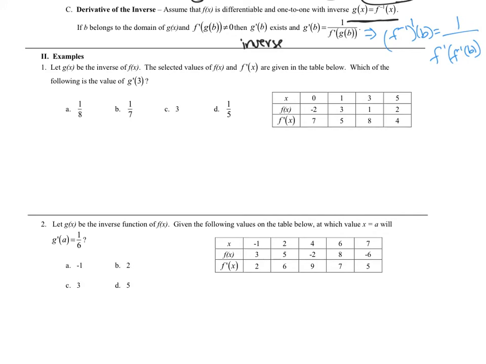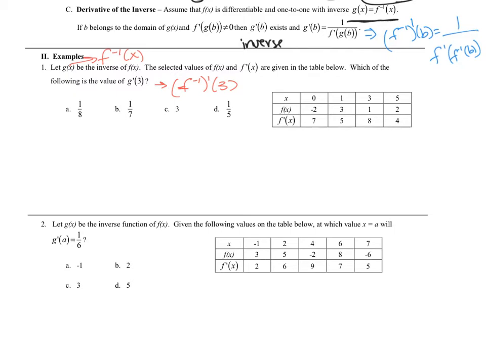It says let g of x be the inverse of f, right? Again, all that means is that g of x is f inverse of x, okay? The selected values of f of x and f prime of x are given in the table below. Which of the following is the value of g prime of 3? Another way to ask that is, what is the derivative of f inverse of 3? That's the other way to write it, okay? So in other words, I want to find the derivative of the inverse function at 3.